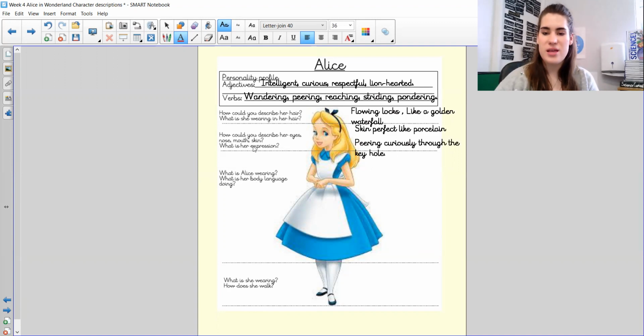Okay, so your job now then is to complete your Alice body map. Once you've done that, please take a picture of it so we can see how you've got on. Okay, if you can't print at home for whatever reason, please feel free to draw this. Okay, so it'd be great to see your drawings as well. Okay, and we can't wait to see your fab vocabulary that you've used to describe Alice and her personality.